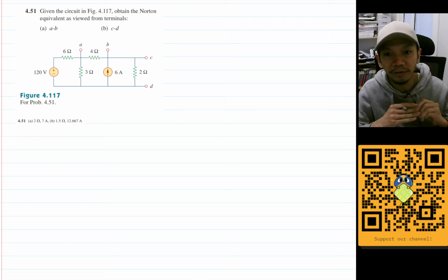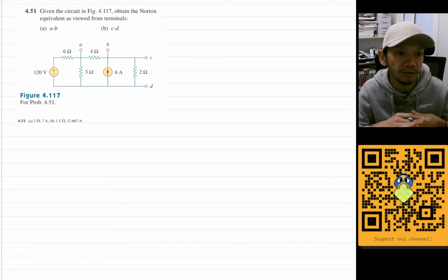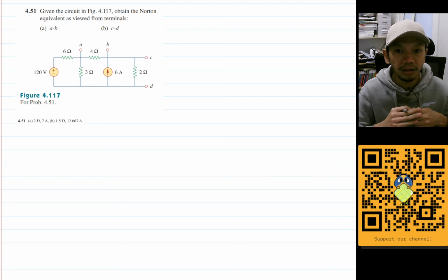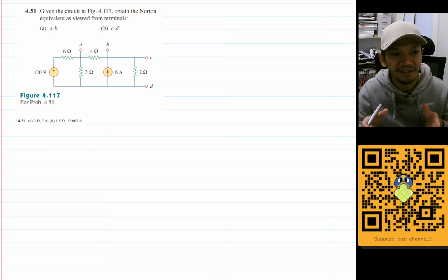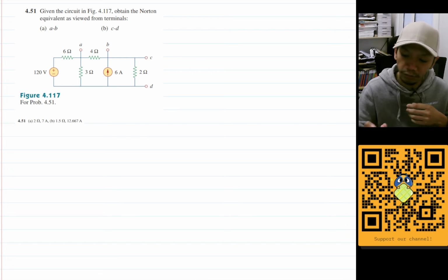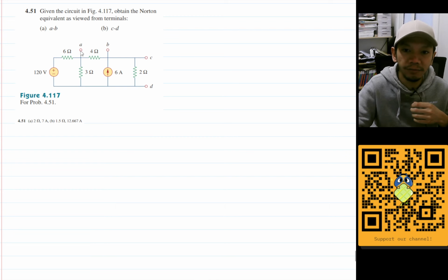So the question is, given the circuit in the figure, obtain the Norton equivalent as viewed from terminals AB and CD. I think I will find the Thevenin equivalent first because it is easier than finding the Norton equivalent. In the Thevenin equivalent, we need to find the open circuit voltage between AB and also CD. So we can just find VA, VB, VC, and VD.